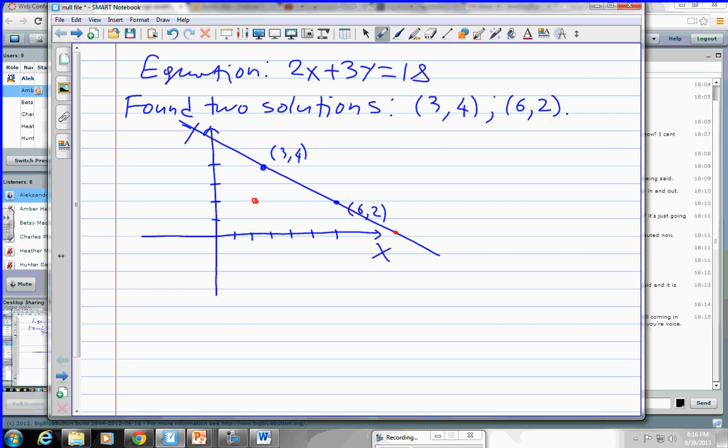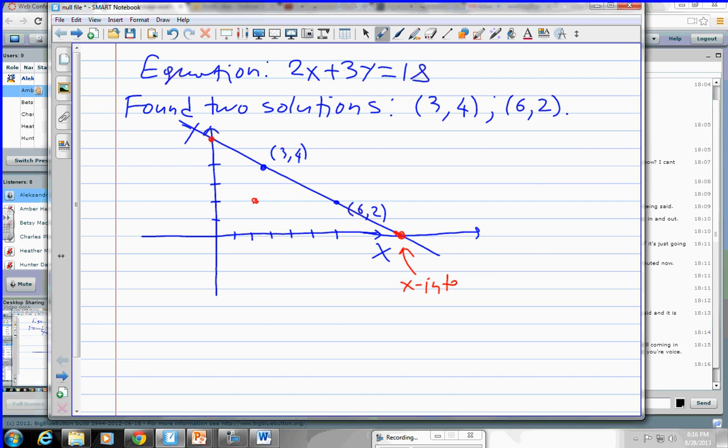Now, when we're looking for the graphs, there are a few points that are easy to find, and those points are the y-intercept, if I let this axis go further, and the x-intercept. So this right here would be the x-intercept, and this right there would be the y-intercept.